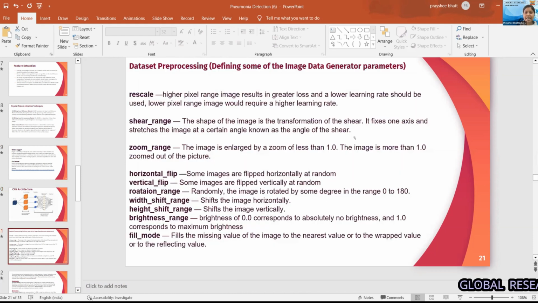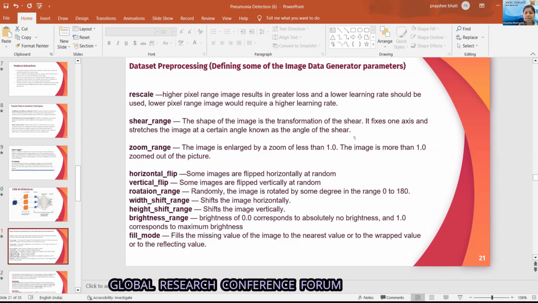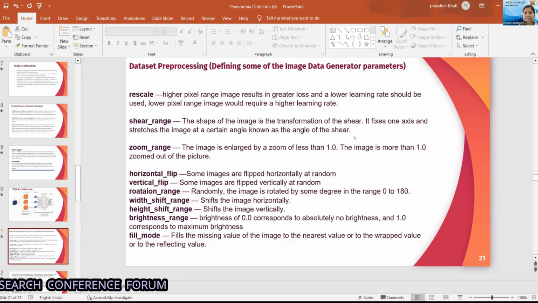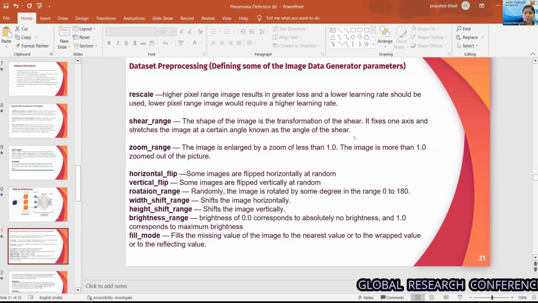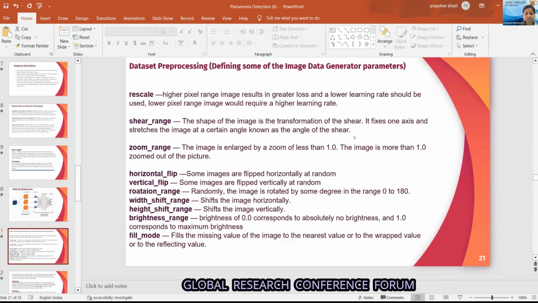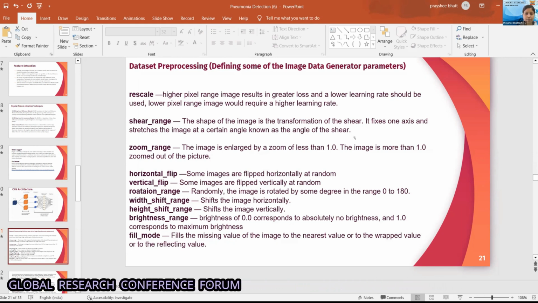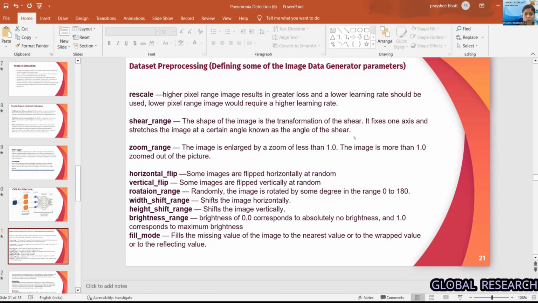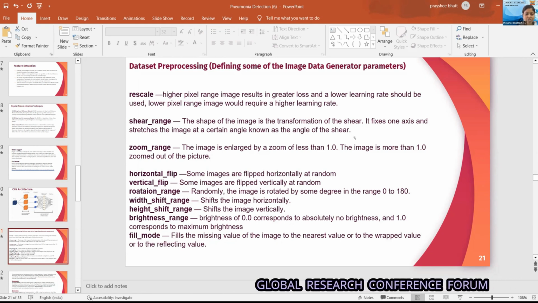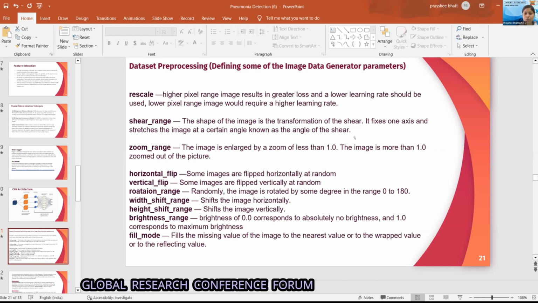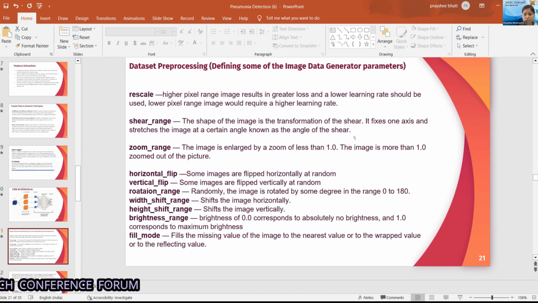Next is the data set pre-processing. As we know, the concept of data augmentation is basically used for reshaping and resizing the particular image to fit into the web application. For that, the first is rescaling, which is for changing the pixel range. Then there is the shear range, and the zoom range, so we can zoom out and zoom in on the picture.